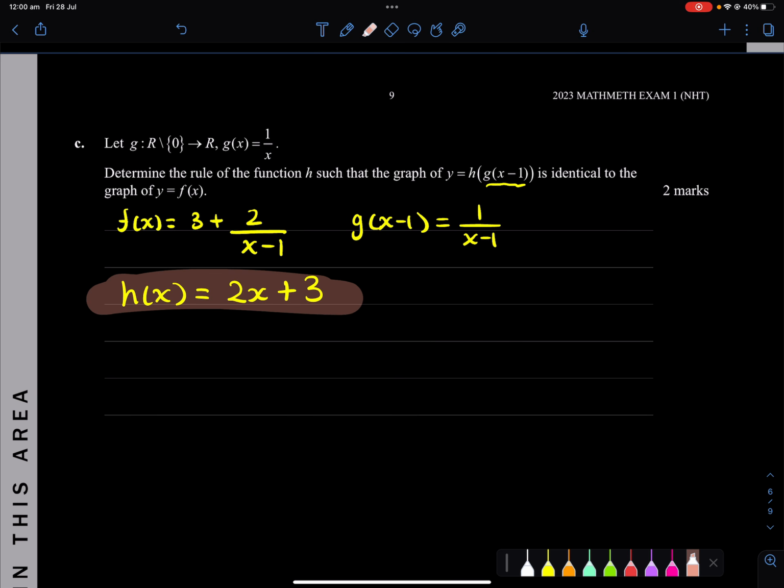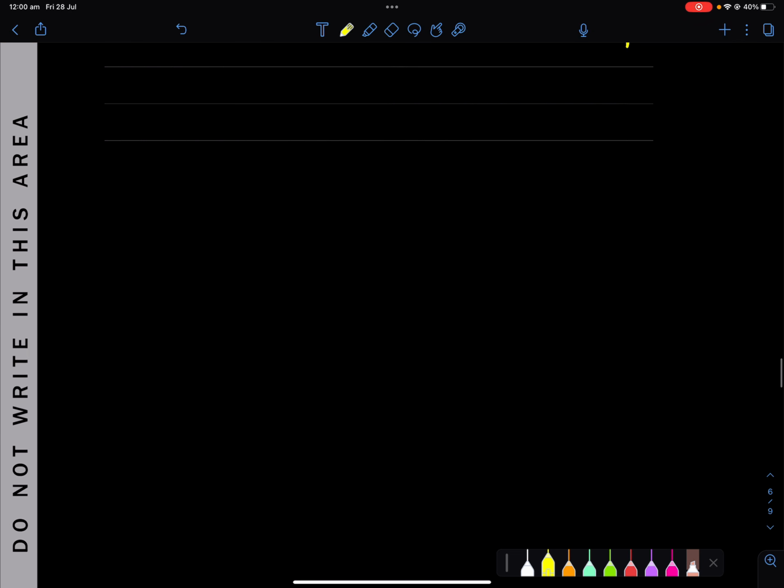F of x, that. And that's just because it's 2 marks, I'm just going to say h. And if we put 1x minus 1, it's equal to 3 plus 2x minus 1. That should, yeah, give that mark.